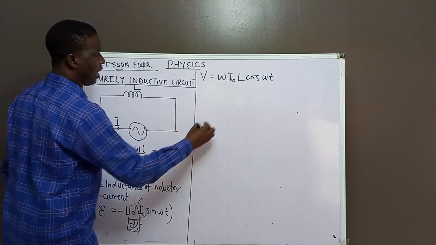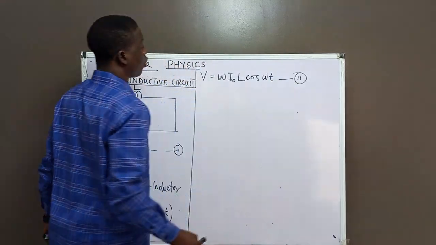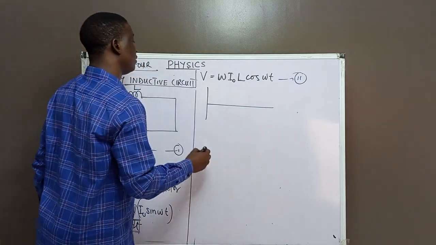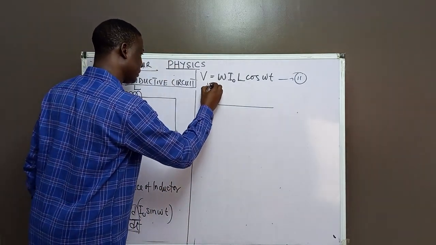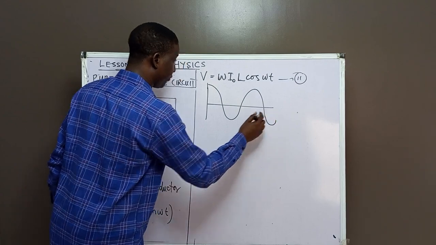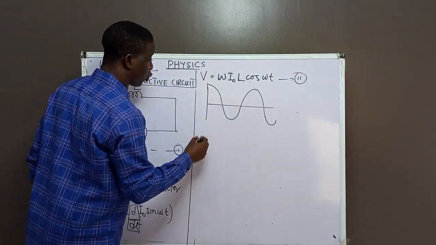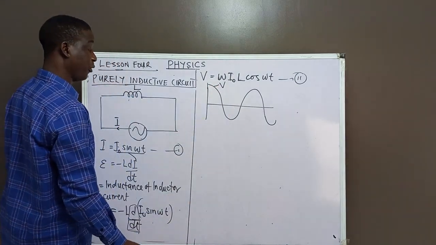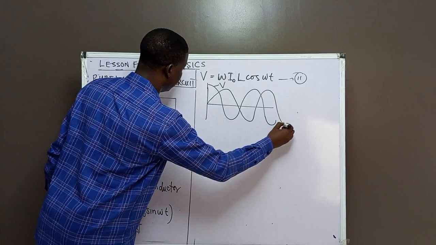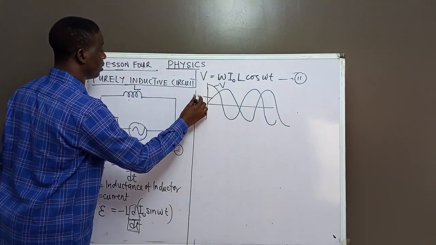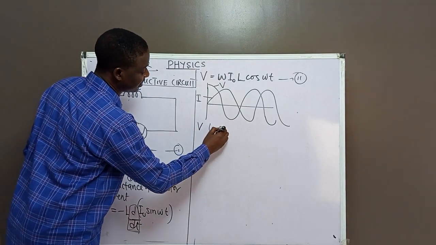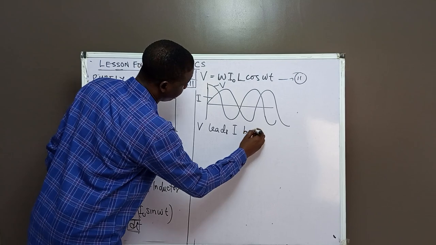Now, having gotten that, look at the current and look at the voltage. The current is sine, the voltage is cos. If you draw the waveform, we indicate the sine graph for current and the cos graph for voltage. The sine graph must start from the origin here, and we have something like this. We now notice that the current is lagging behind the voltage. That is, the voltage leads the current by pi over 2.